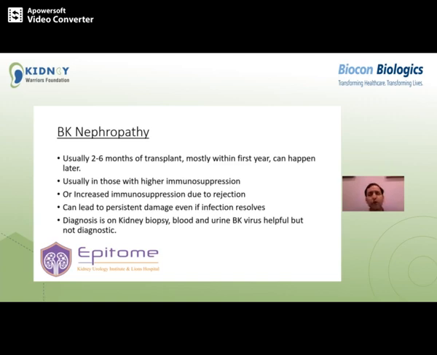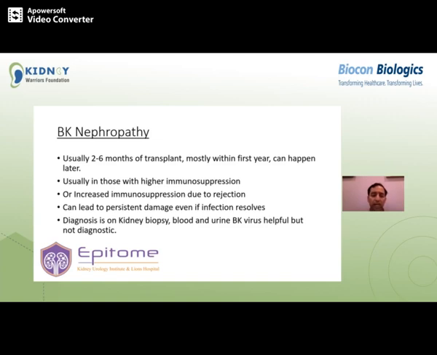And even if it is beyond, it will usually be within the first year. And the usual reason is that at that time, within the first year, we are using higher immunosuppression, or your medicines are higher, or you may have had an injection at the time of transplant. And so the transplant medicines or the immunosuppression is higher. And so that is the time when the virus will also be likely to act and multiply and then damage the kidney.